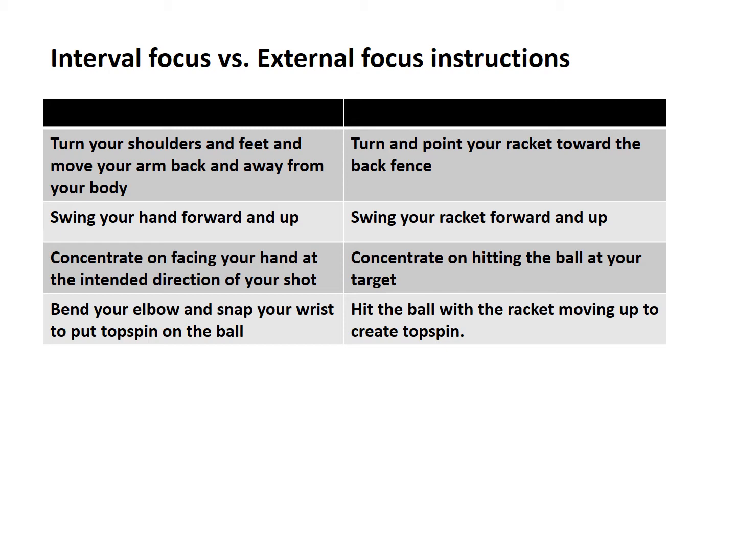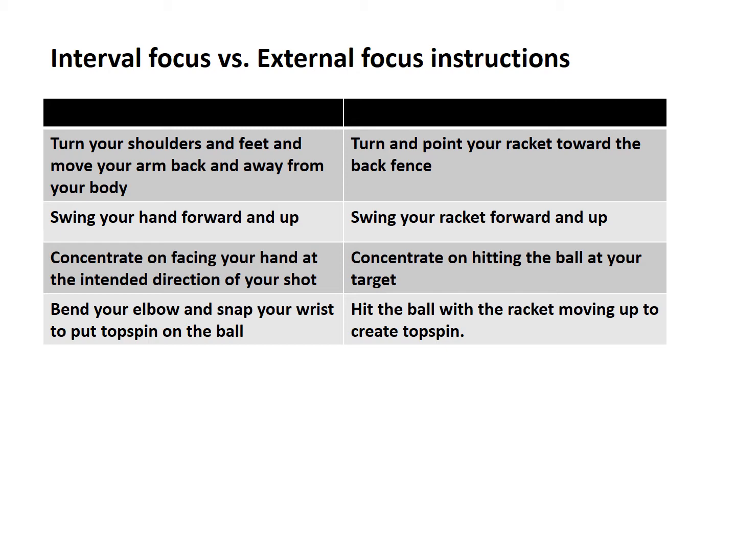If you look at these examples here, and I use my tennis examples because I play tennis, we could, for example, tell the learner when they're hitting a forehand shot, turn your shoulders and your feet and move your arm back and away from your body. And then whenever you're hitting the ball, you should swing your hand forward and up. So your hand goes forward and up. And when you contact the ball, concentrate on facing your hand where you want the ball to go.